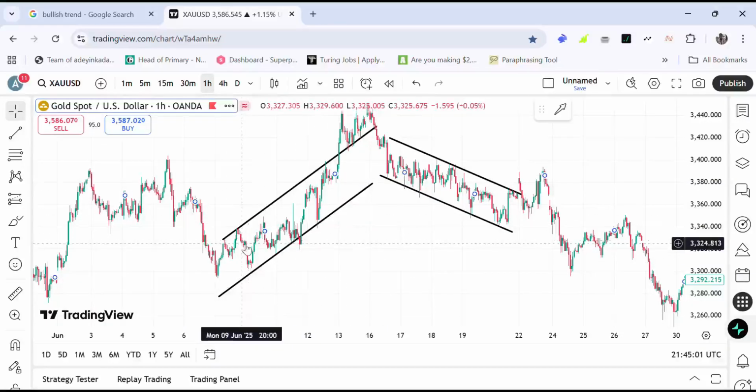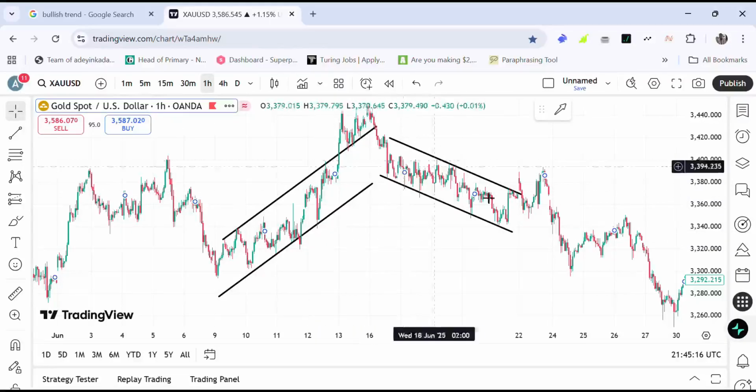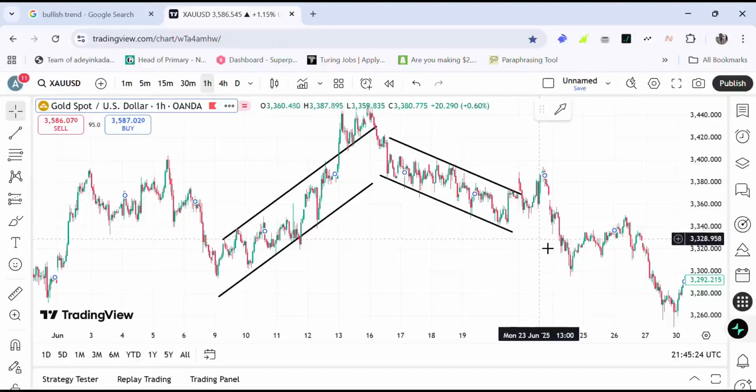Talking about the high, this is the high. The next one is this, the next one is this, the next one is this. So the market moves in this direction. At this point now we have the downtrend. You can see the lower high and the lower low. So this is how the market moves.